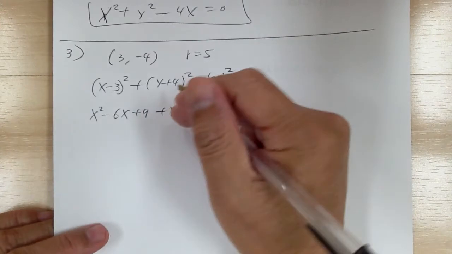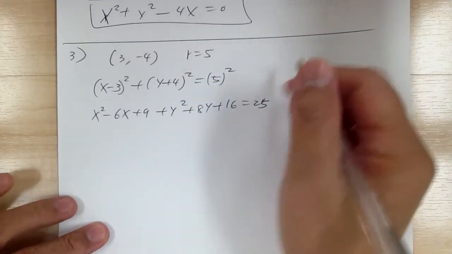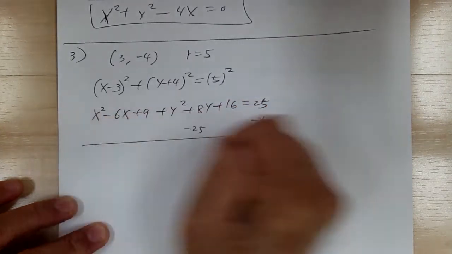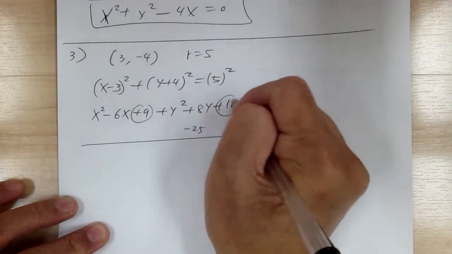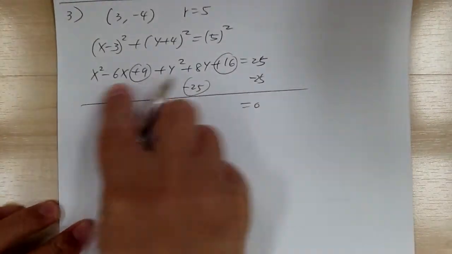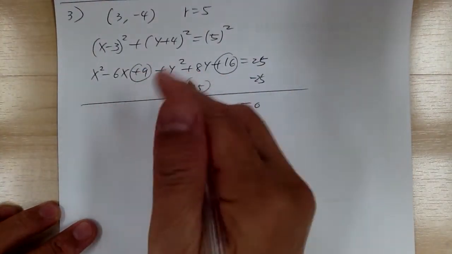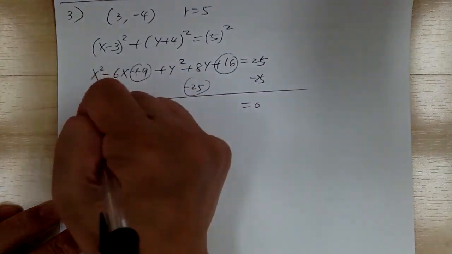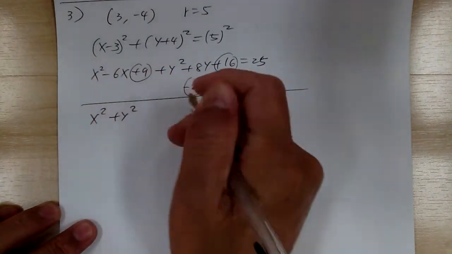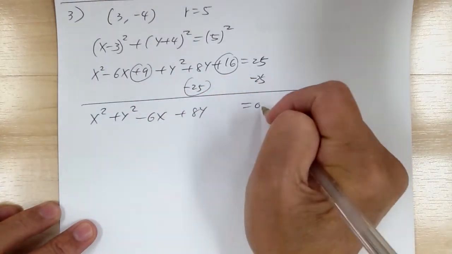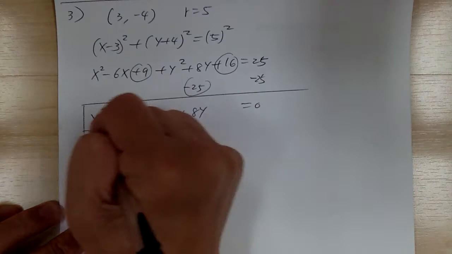And then you want to move everything over, so subtract 25 from both sides. Notice the 9, 16, and 25 will cancel out. Again, arrange it in order, in decreasing order. So you get x² + y² − 6x + 8y = 0.